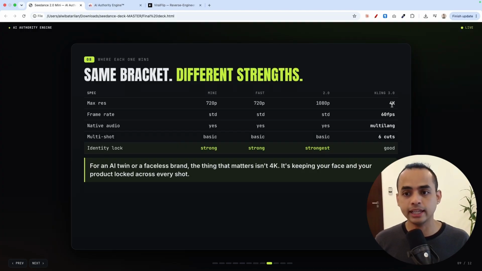So honestly, 1080p for Kling is more than good. And if you look at the frame rate perspective, which renders the smoothness, the effects, the animation, all that kind of stuff, essentially Kling 3.0 would be 60 frames per second because they can go up to 4K. Native audio doesn't matter. Multi-shot here, you will see across all Seedance, it says basic, and for Kling 3.0 is about 6 cuts because there is a difference between how this tech works.